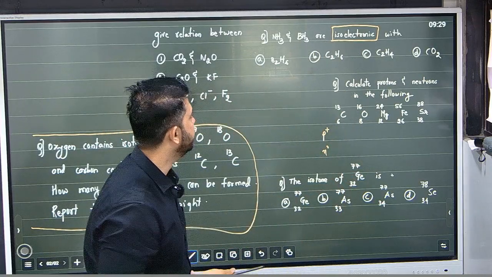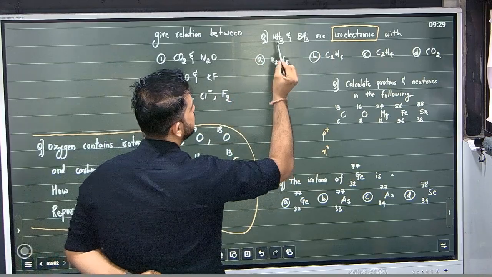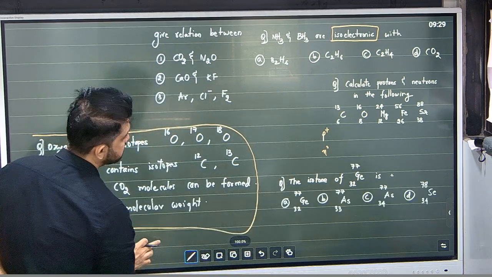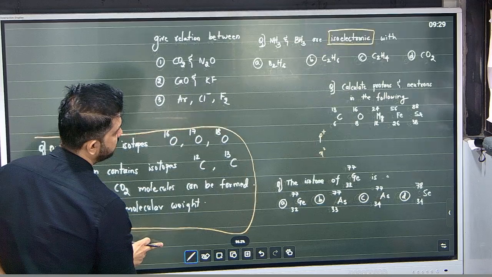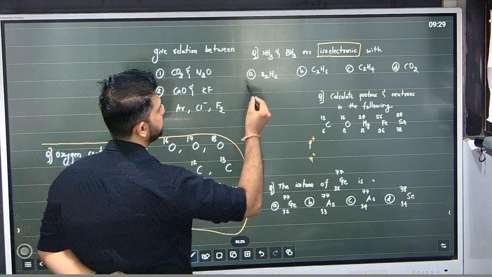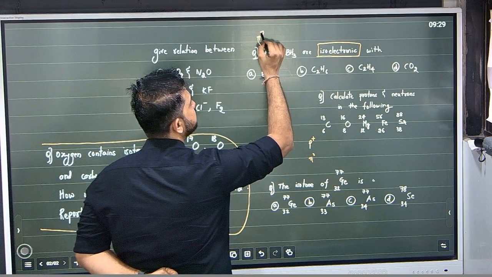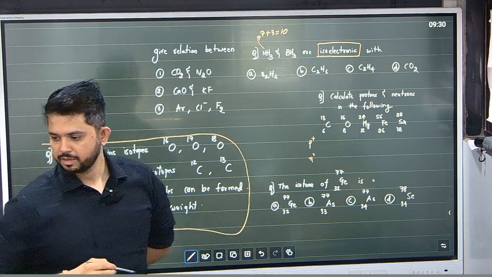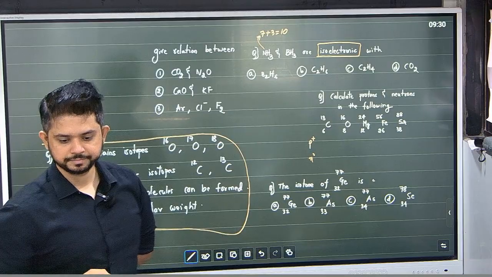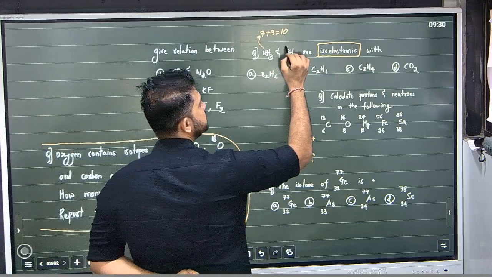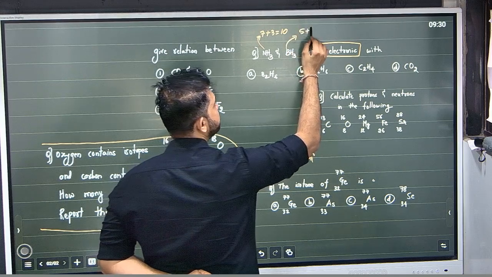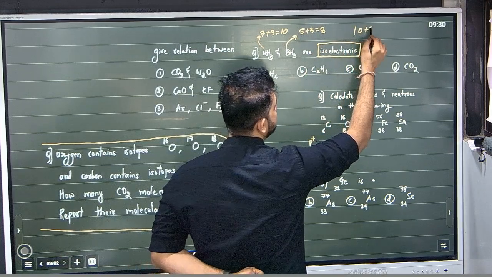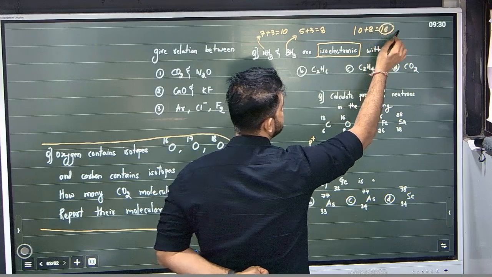So I need to first find the number of electrons in ammonia. Can someone tell me how many electrons are there in nitrogen? 7. And hydrogen? 1 each. So this will be 7 plus 3, 10 electrons. What about BH3? Boron has 5, again 5 plus 3, 8. So how much is that total, people? 18. So we are looking for 18 electrons.